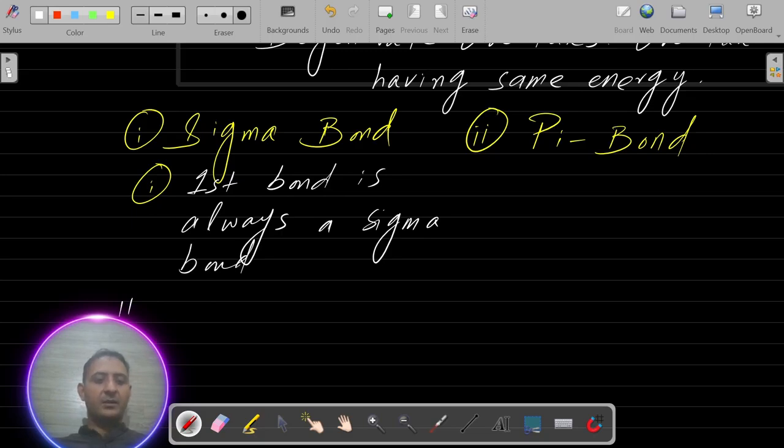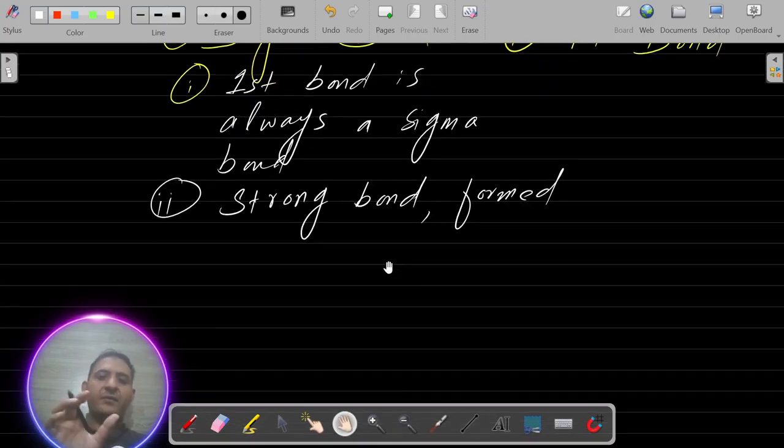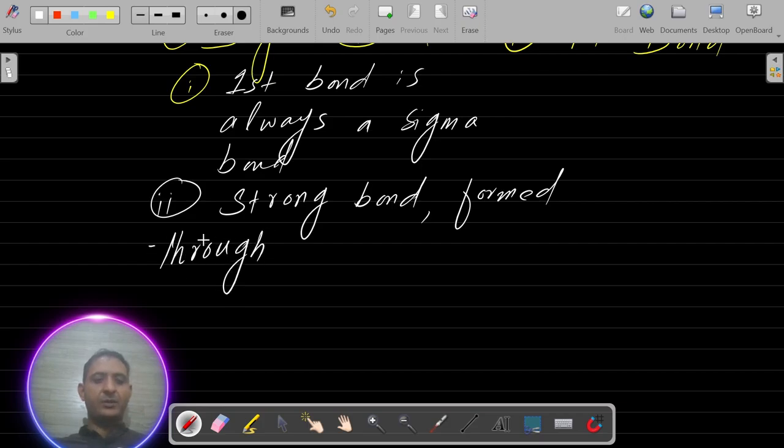Number 2 point, sigma bond is a strong bond, because when a sigma bond is formed, it is formed through head to head overlapping. When orbitals overlap head to head, they form a sigma bond.